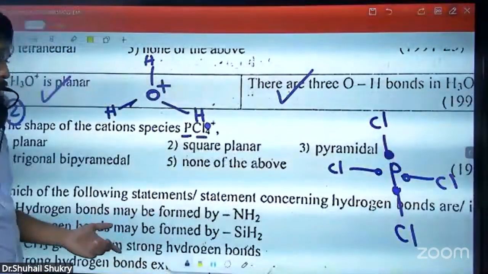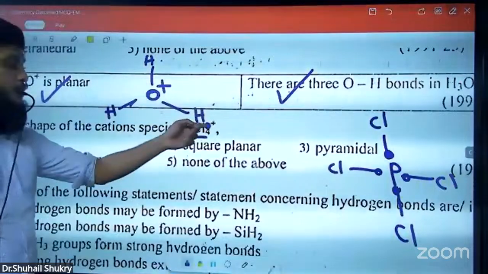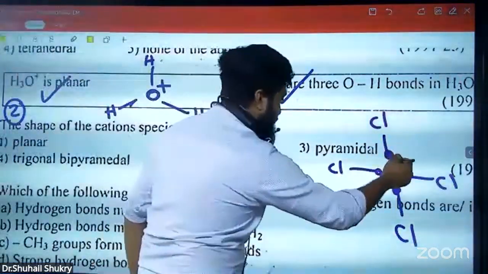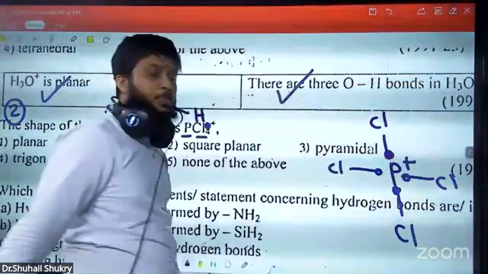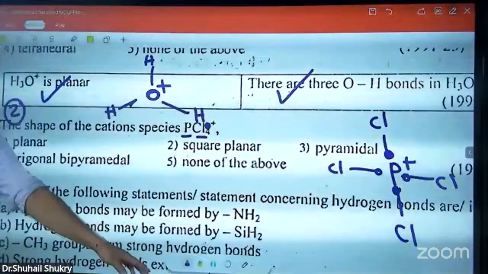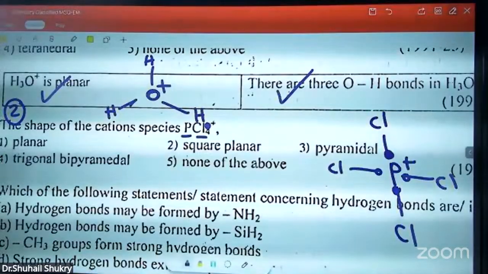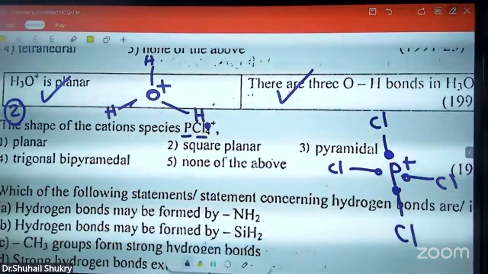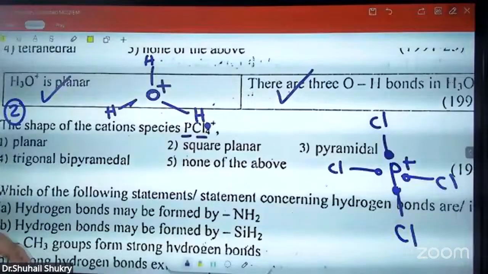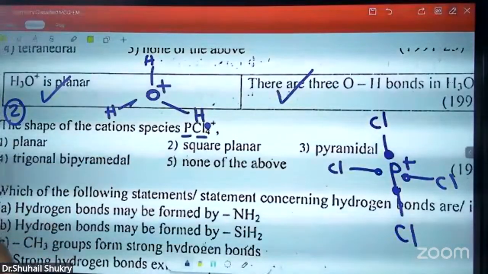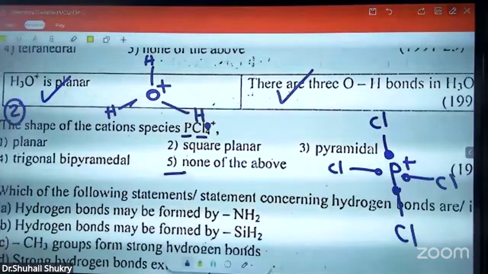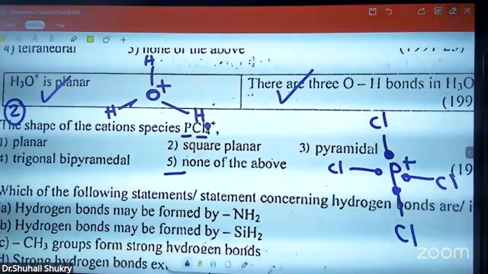But it should make a plus, no? Because it should make a plus, what should we do? I can send that electron and put a plus charge on phosphorus. This is the way you have to draw this. PCl4 plus is this. What is the shape of this? Tetrahedral. Then what is the answer? Nice, no? Very nice.